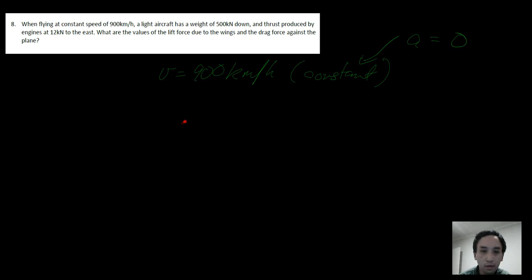So over here, what do we have? 500 kilonewtons down, so this is the weight of the aircraft. So we're going to draw a force away from the aircraft, going down. This is 500 kilonewtons. Now, we can work with kilonewtons all the way through for forces, but just for the sake of working in SI units, maybe we'll convert this back into newtons first. So this is 500,000 newtons.